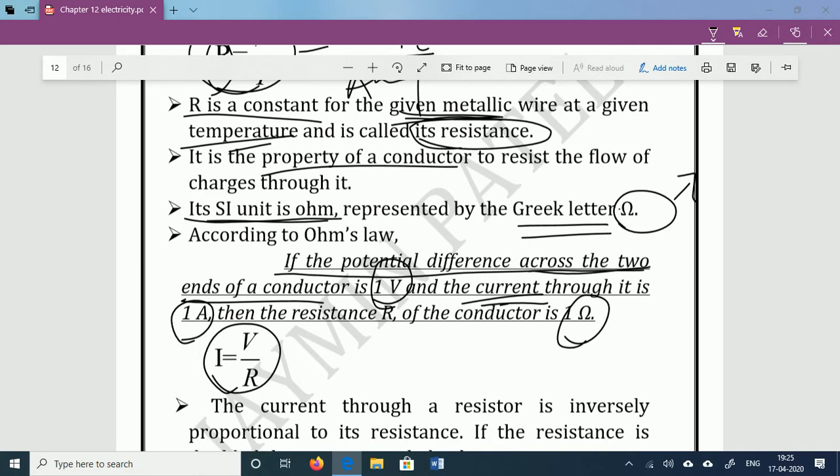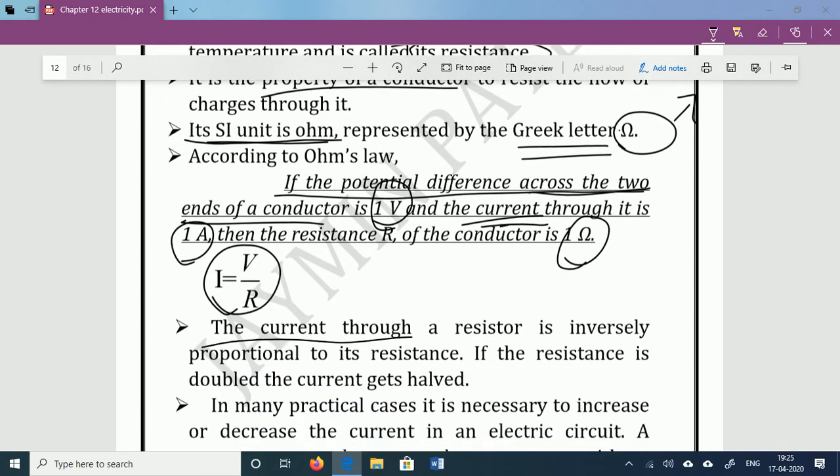So if the voltage remains constant and I want to change the current, then definitely I can change it with the help of a resistor. The current through the resistor is inversely proportional to the resistance. So if the resistance is doubled, the current becomes half.